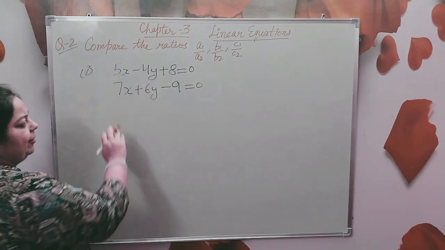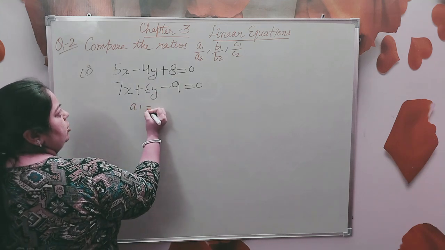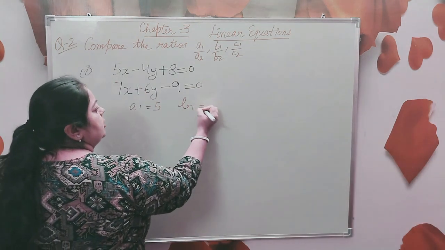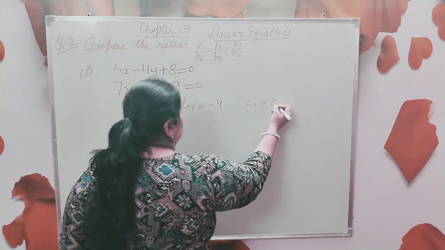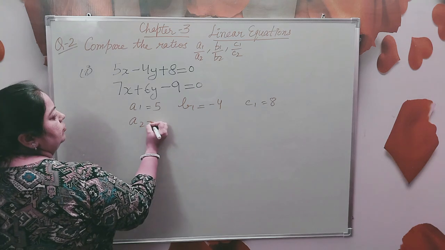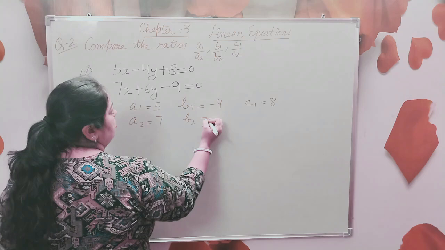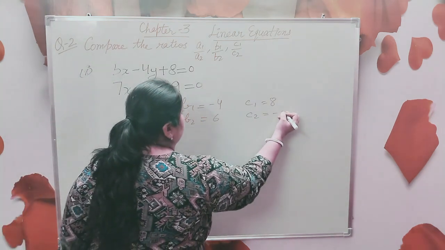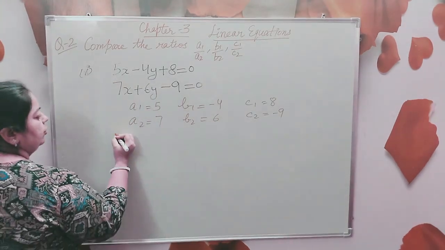Okay, firstly we have to find out a1, b1 and c1. a1 is equal to 5. b1 is equal to minus 4. c1 is equal to 8. And a2 is equal to 7, b2 is equal to 6, and c2 is equal to minus 9. Now we compare the ratio.